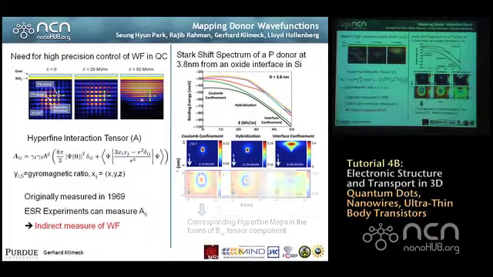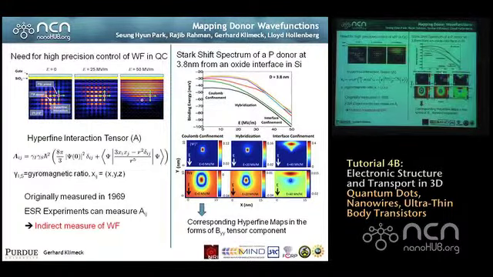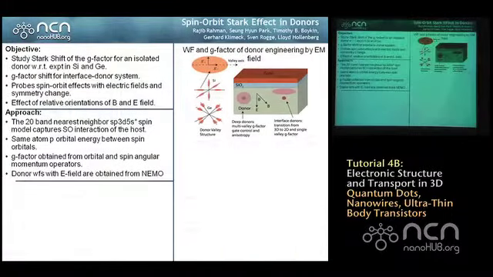So what you do is you can calculate these wave functions, you can calculate this hyperfine interaction tensor, and that is something you can possibly measure statistically and then step back and map the wave functions, which is kind of cool. And that was published a year ago in PRL. There are actually experimentalists now trying to hunt that down and trying to implement it, which is kind of cool.